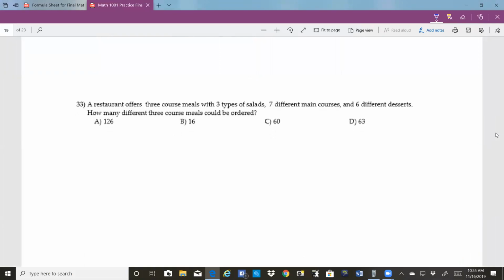Number 33, a restaurant offers 3-course meals with 3 types of salads, 7 different main courses, and 6 different desserts. How many different 3-course meals can be ordered? The number is going to be 3 times 7 times 6, which equals 126.